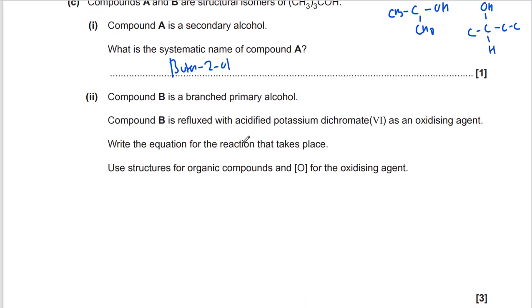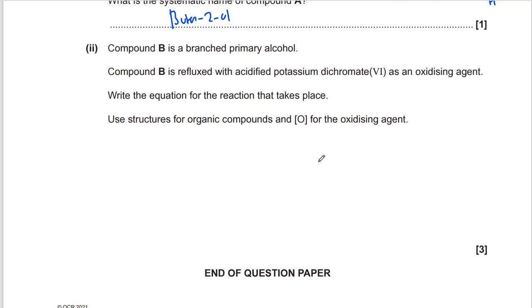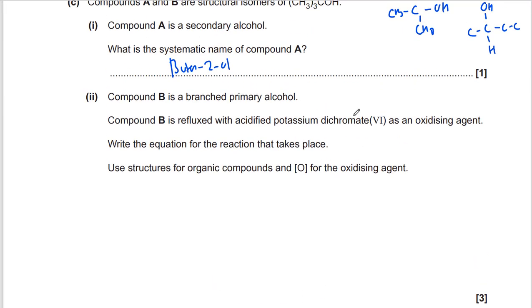Compound B is a branched primary alcohol. It's refluxed with potassium dichromate. Write the reaction that takes place. So again, branched primary alcohol. So think about it. Okay, if it's a primary alcohol, it's got to be CH2OH, and it's bonded to carbon, carbon. If it's branched, then it must be a CH3 here. Okay, otherwise it's not branched.